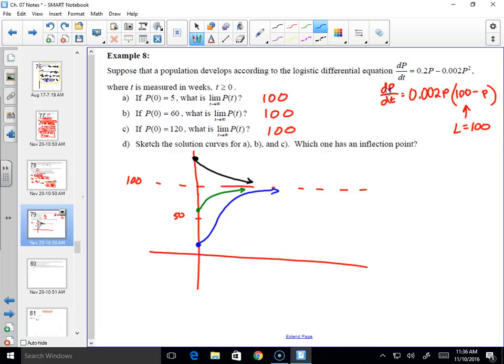You can, and then you would go back to 99 and we would theoretically be fluctuating. Remember, we're just mathematically modeling, which is the ideal. Inflection point: the only one with an inflection point is P of 0 equals 5, because he's the only one that can go through 50. Does that make sense? So he's speeding up in that one.